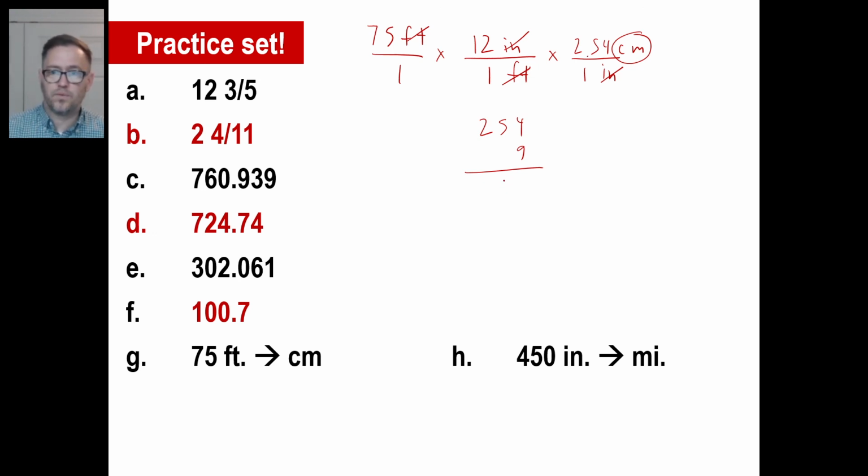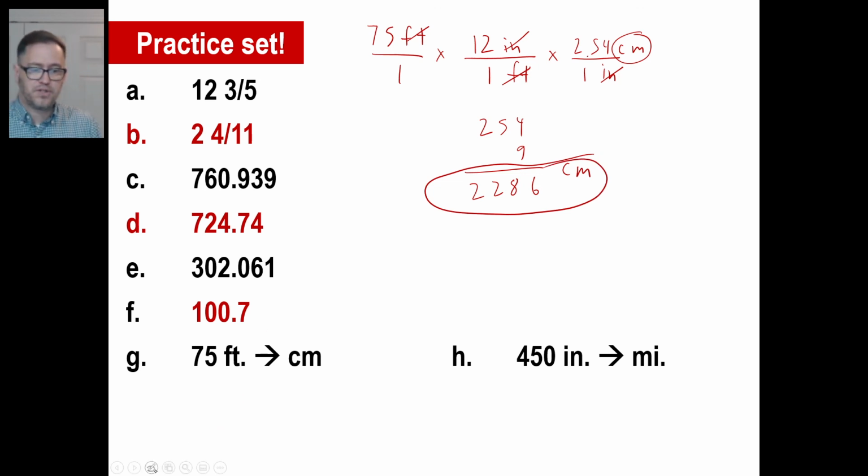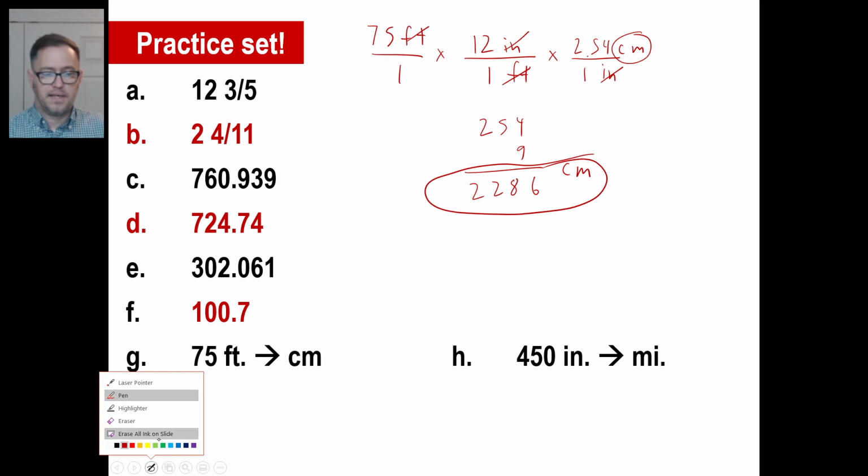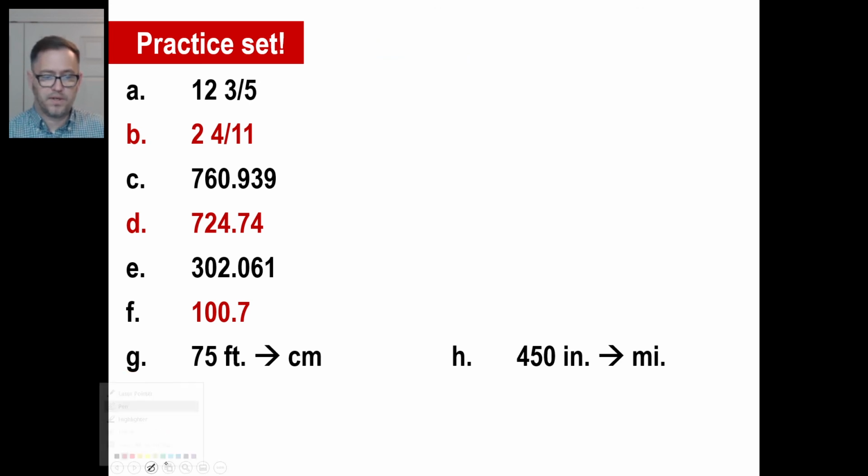Let's see here, 486, that'll be 2286. Okay, 900 times 2.54 is 2,286 centimeters. And there we go. Okay, all right. There is H. Let's try H. If you want to go ahead and pause it and try H, we can wait till you're done and then do it then. Okay, so we have 450 inches to miles.